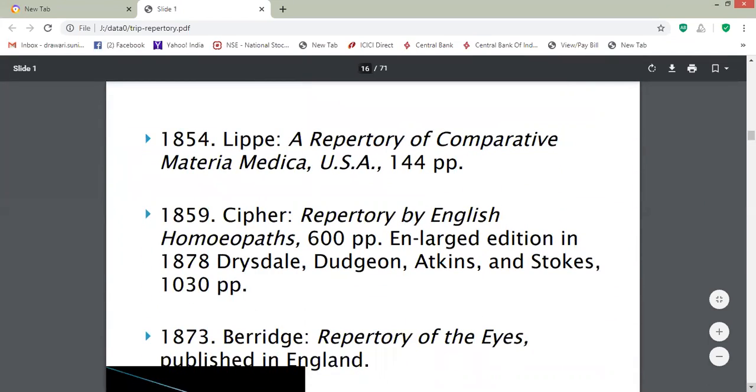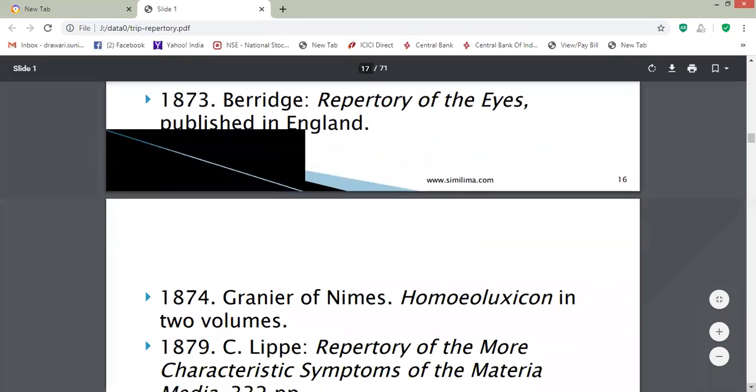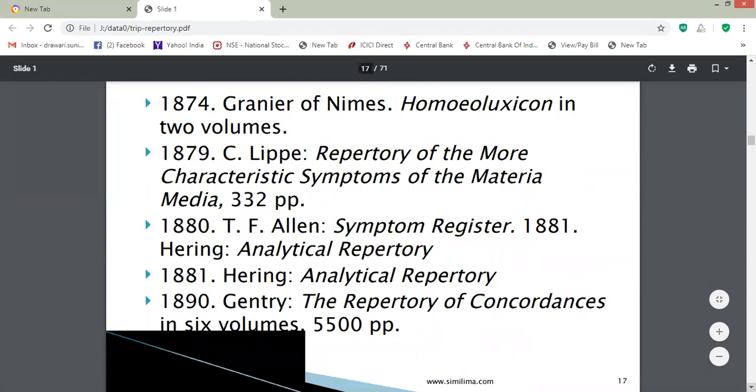1854, Lippe's Repertory of Comparative Materia Medica. 1859, Cypher's Repertory by English Homeopaths. Enlarged edition was published in 1878. In 1873, Berridge's Eye Repertory was published in England. 1874, Grenier of Nimes, Homoeolexicon in 2 volumes. In 1879, Lippe's Repertory of More Characteristic Symptoms of Materia Medica.